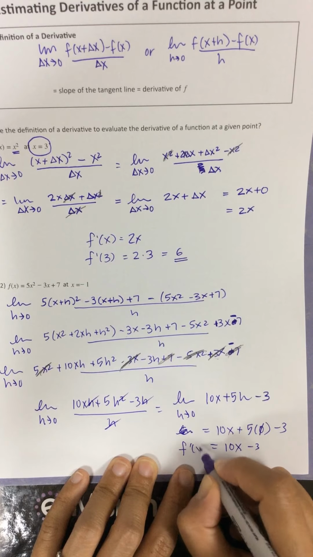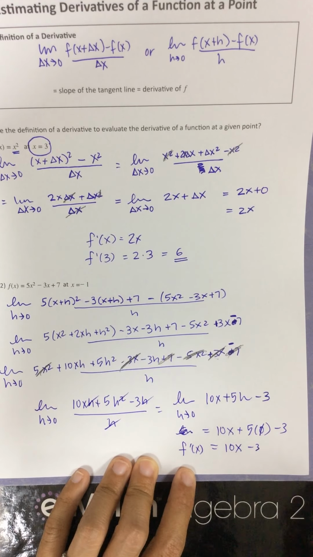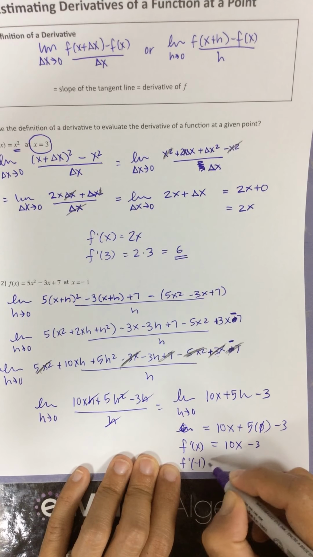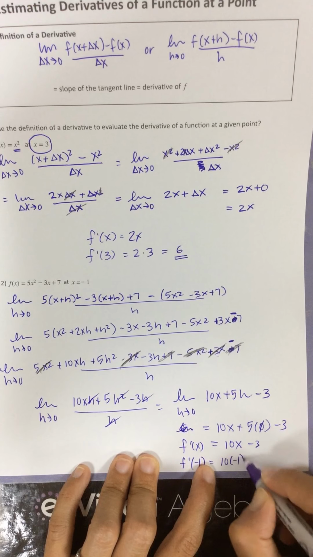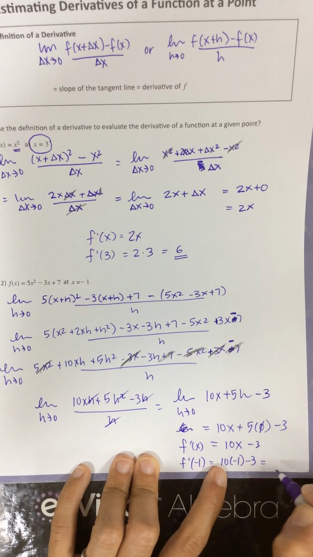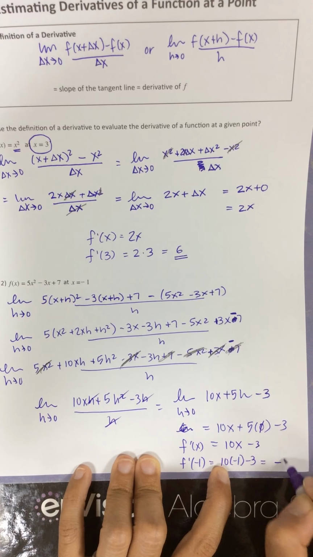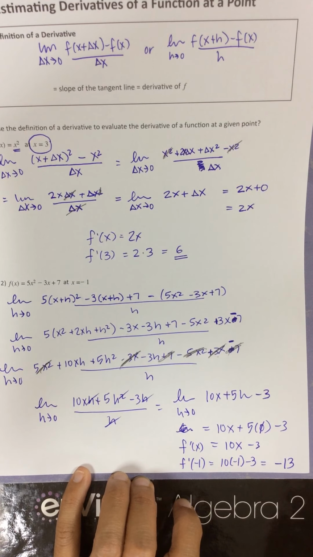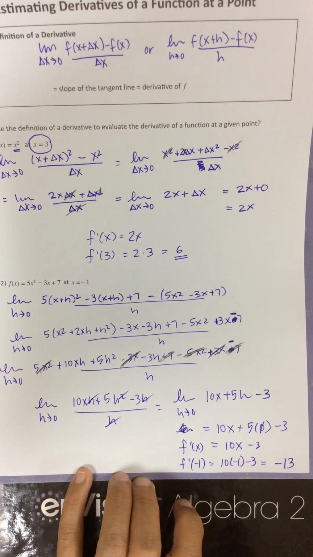So f prime of x, the derivative, the equation to find the derivative, is 10x minus 3. And they want us to evaluate it at -1. So f prime of -1 equals 10 times -1 minus 3, which equals -10 minus 3, which is -13. So there's your answer. Slope of the tangent line at -1 is -13. So I know the function is decreasing there too, right?